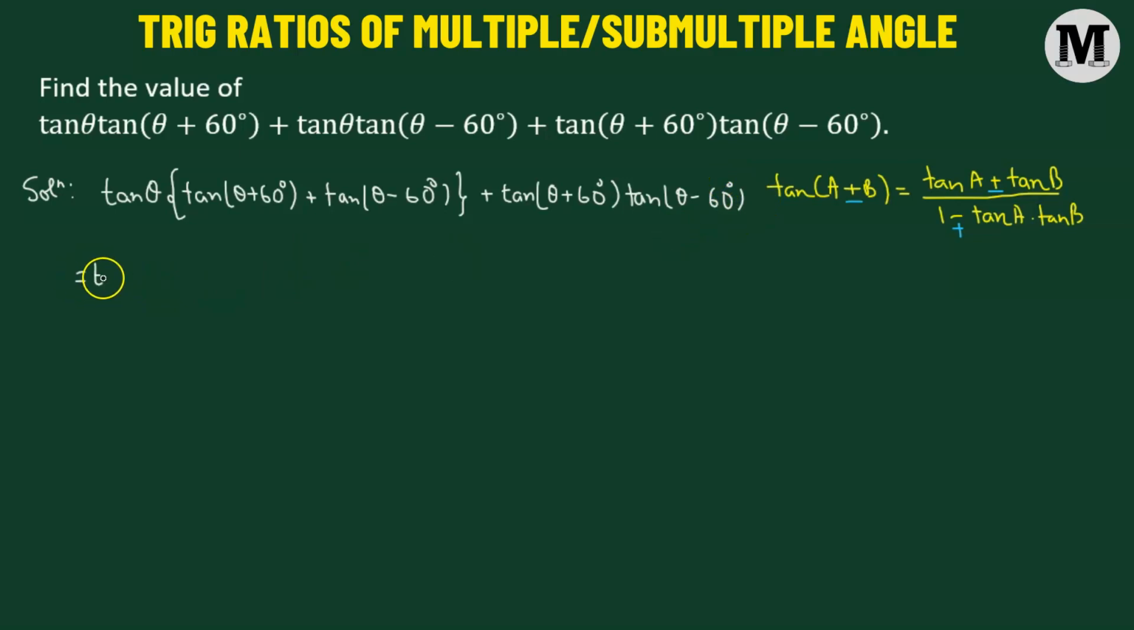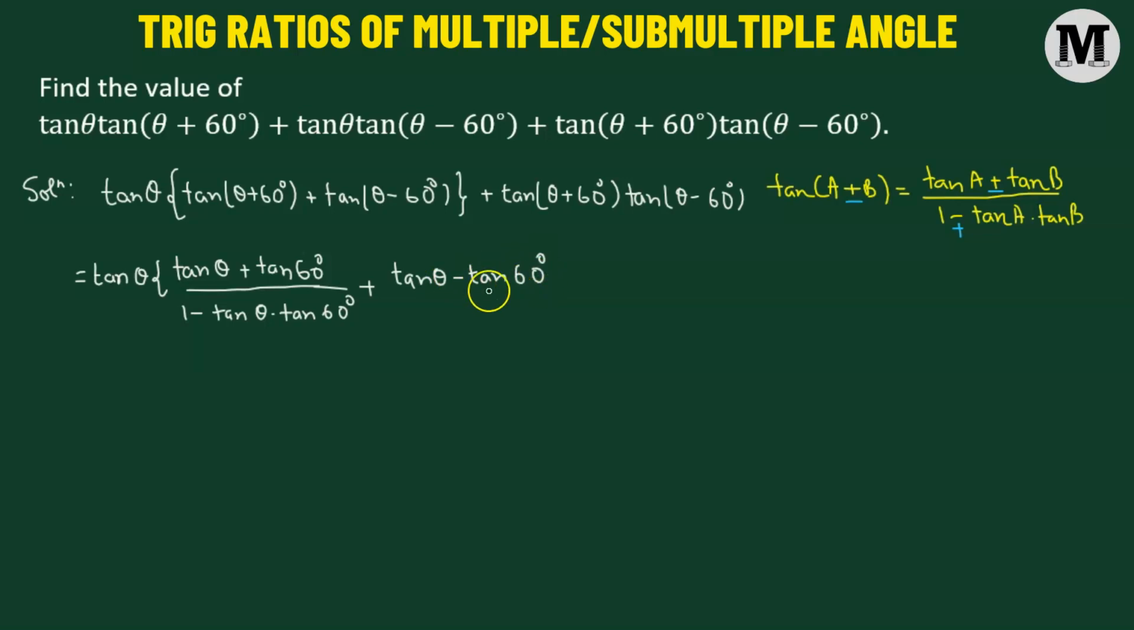So we will have tangent of theta whole multiplied to tangent of theta plus 60 degrees, so that will become tangent of theta plus tangent of 60 degrees divided by 1 minus tangent of theta times tangent of 60 degrees. This will be added to tangent of theta minus 60, so that's tangent of theta minus tangent of 60 whole divided by 1 added to tangent of theta times tangent of 60 degrees.